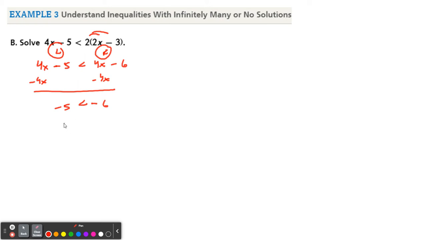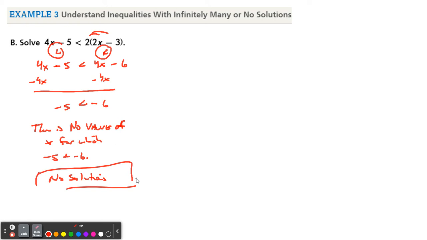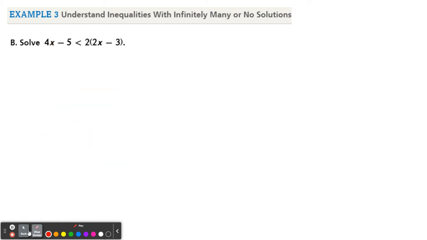Right? Negative 5 is more than negative 6. It's kind of weird. Negatives work backwards. So I would say there is no value of x for which negative 5 is less than negative 6. So what this means is that there are no solutions. And there we go. So very similar to how you solved equations and dealt with these types of solutions. Okay, I think I got one more problem here, a little word problem.